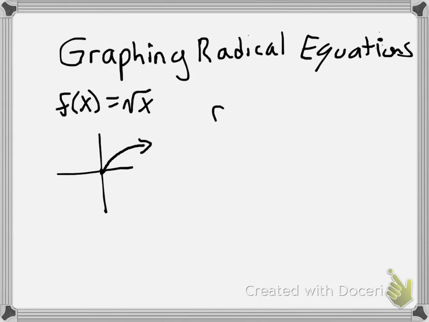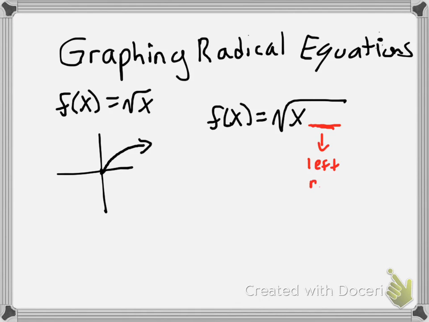Now, with radical equations, just like in quadratics, they are going to have some movements to them. If you have any movement with the x, that's the one that's going to move you to the left or to the right. Just like in a quadratic, the one with the x is what moved us to the left or the right, and it's backwards of what we've normally thought. A left is actually a plus, so if you see x plus 2, or x plus 5, or x plus 7, it just means you're going to go to the left.